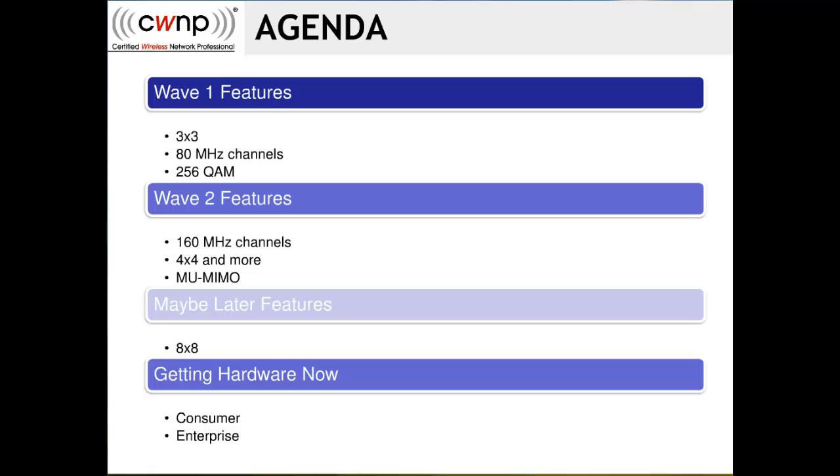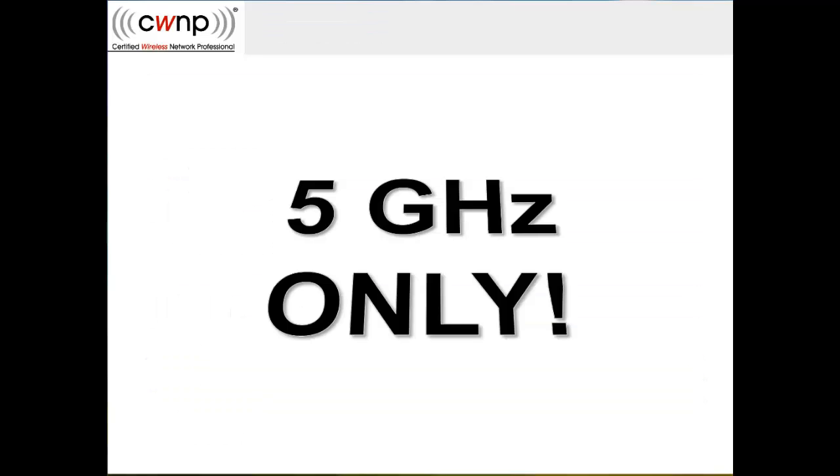My name is Tom Carpenter, and I'm the CTO here at CWNP, which basically means that I design the objectives and set the direction for the certifications with the assistance of a large pool of CWNEs that help me out. Okay, so let's jump right in here and continue.